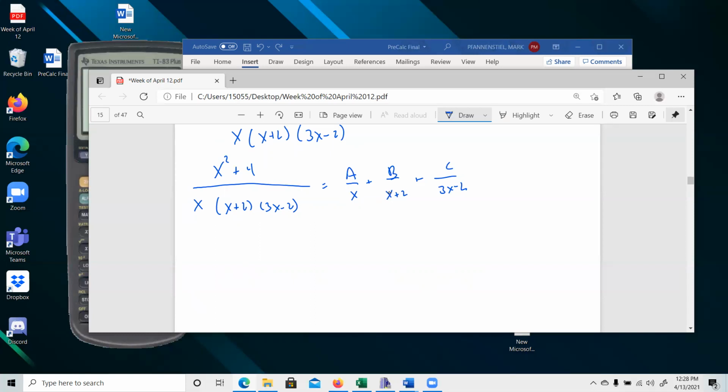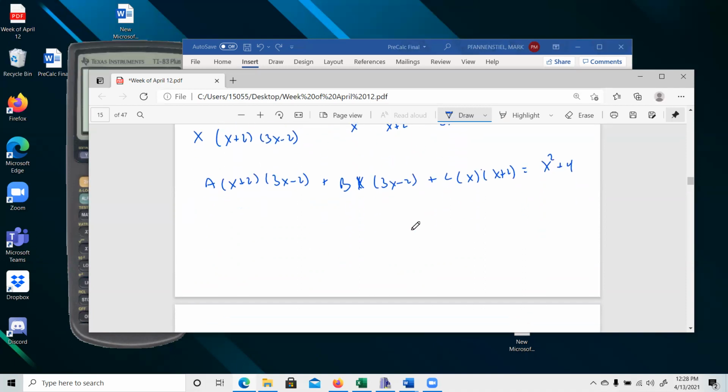Okay, so we're going to multiply by the common denominator. Okay, so we're going to have A times x plus 2, 3x minus 2, plus B, then we have an x, right? And then 3x minus 2, and then plus C, and then we have x plus 2, and that's equal to x squared plus 4. Okay. I'm going to go ahead and do this the long way rather than the short way. If you wanted to replace your x by negative 2 and so on and then solve for B and C, you can kind of do that, because things are going to cancel out. But let's go ahead and do it this way.